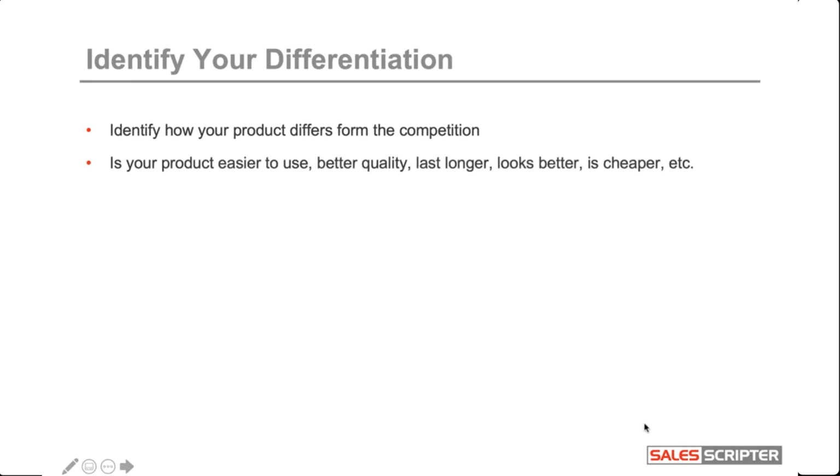After you've picked the product that you want to build your sales message around, I want you to stop and try to think about your differentiation. And this is how your product differs from your competition. For example, is your product easier to use, better quality, lasts longer, looks better, is cheaper? I want you to try to think of 2 to 3 ways if possible.